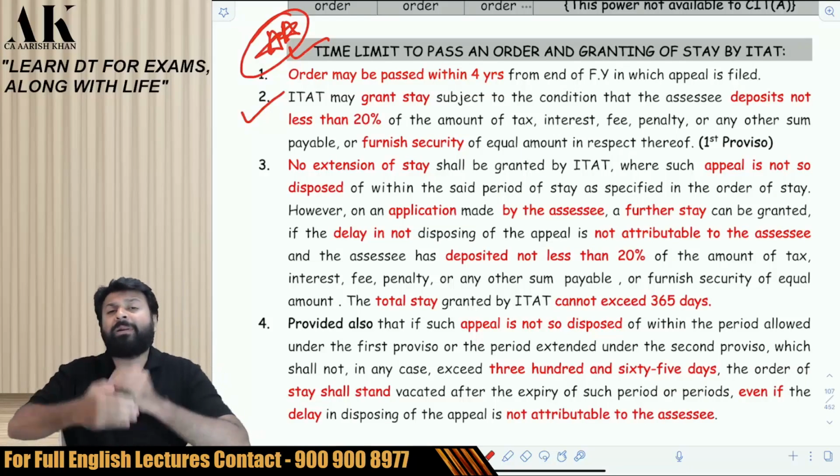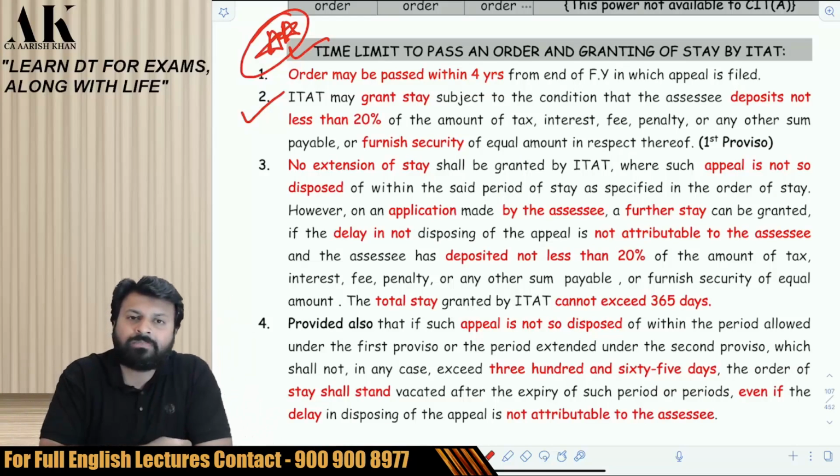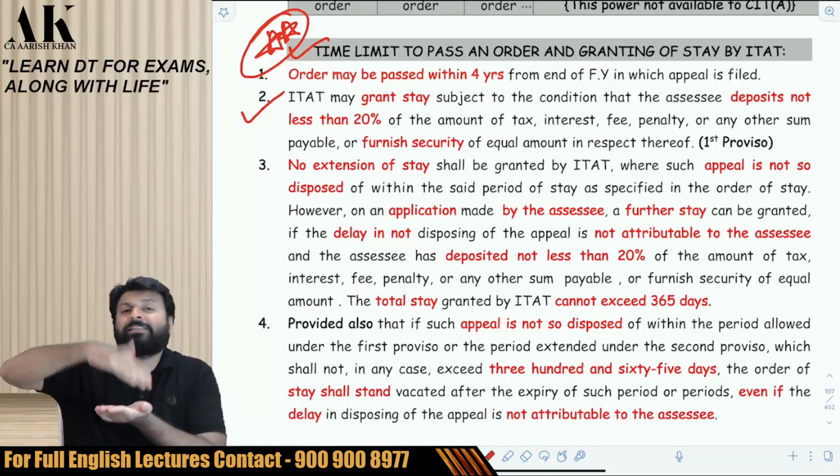But if the assessee was completely cooperating and the tribunal was not having time, then the delay can be extended up to what? The stay period and the appeal period can be extended up to 365 days. Okay. Can that be extended beyond 365 days?